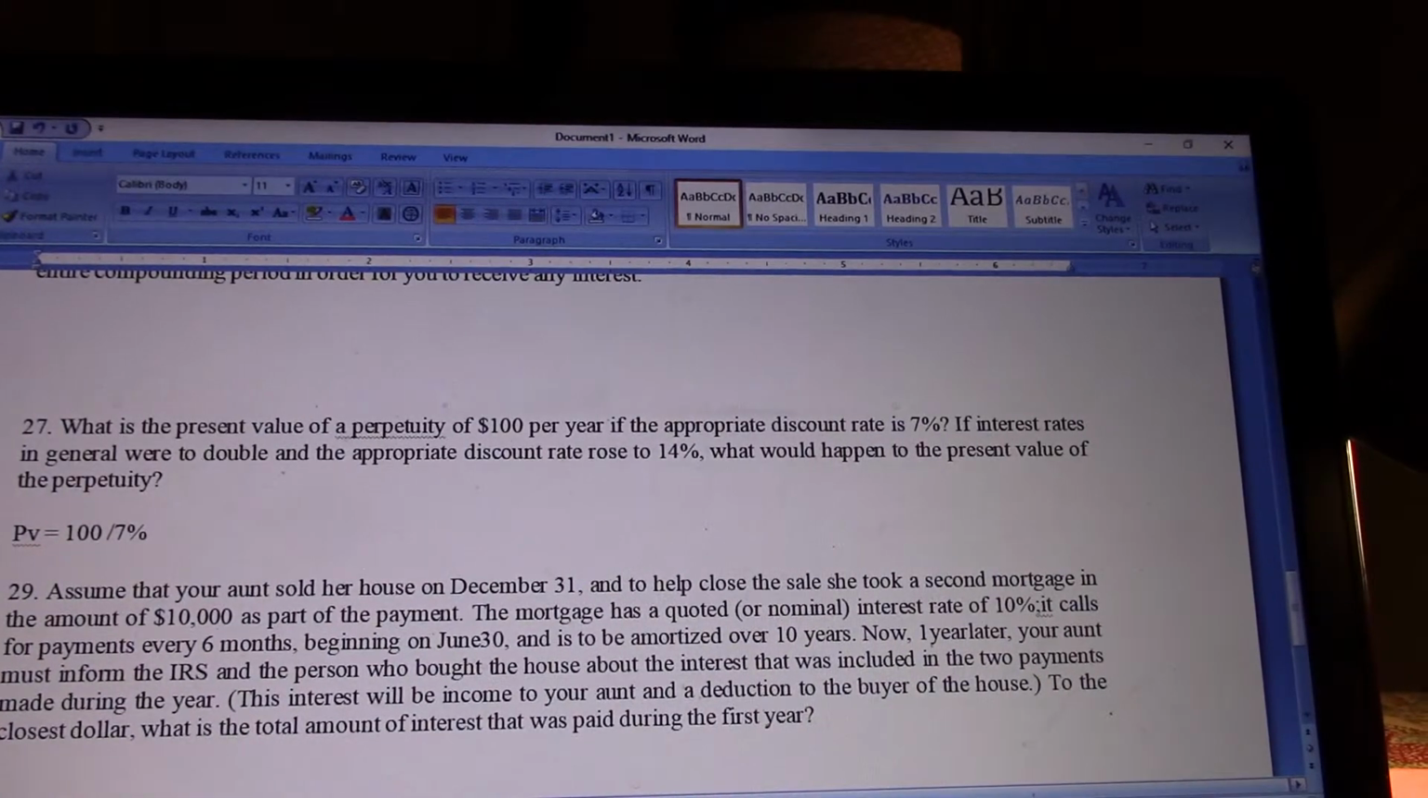Let's work on chapter 4's homework, the last one, 29. So the question is that your aunt borrowed $10,000 and the interest rate is 10%, but it's charged interest every 6 months. That means the interest rate is 5% every half a year. So it's a 10-year loan, so your aunt will be making 20 payments to pay off this loan.